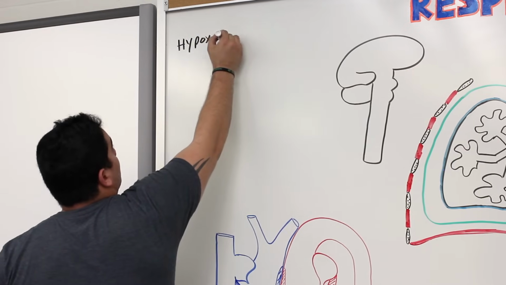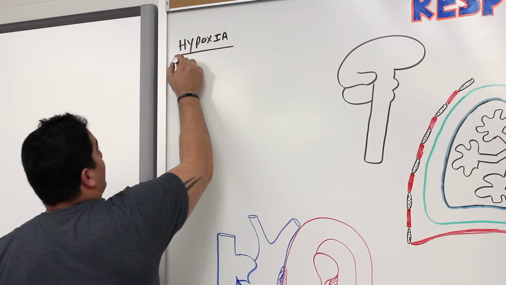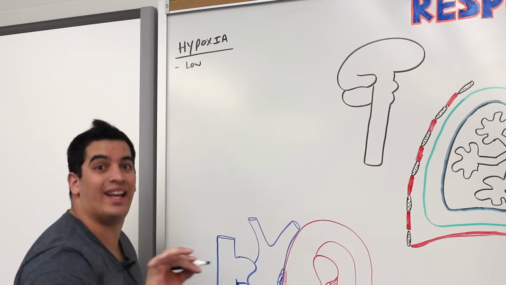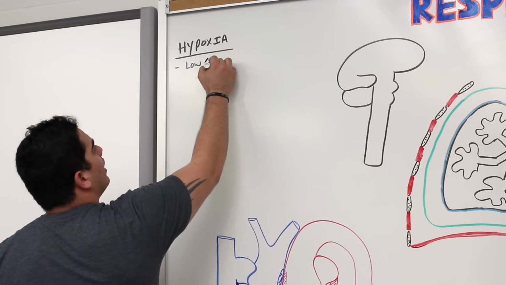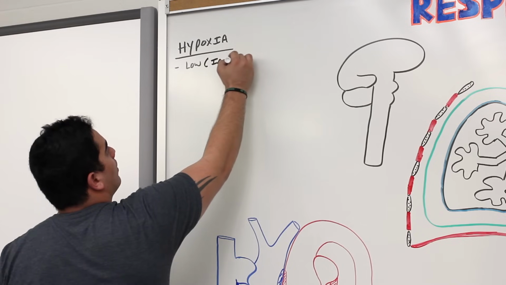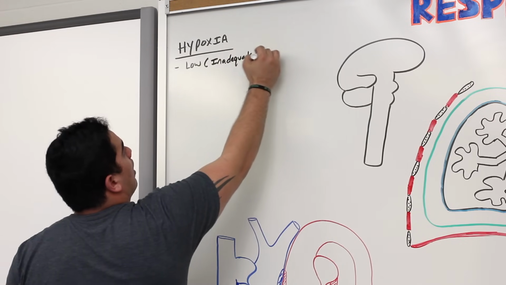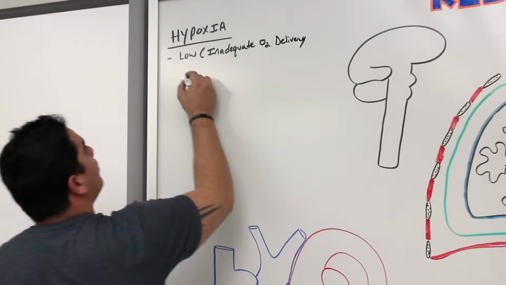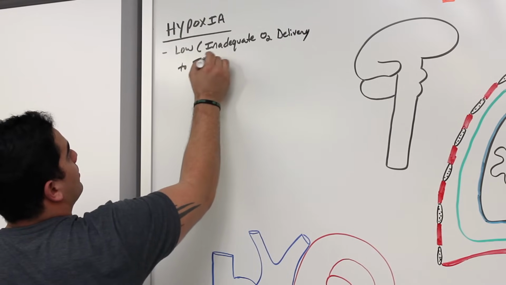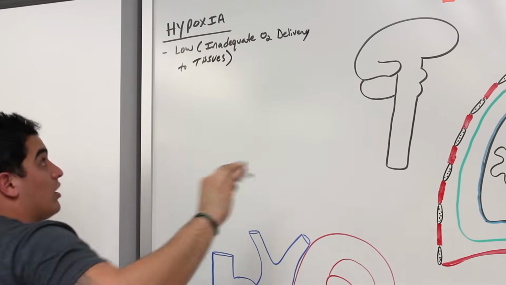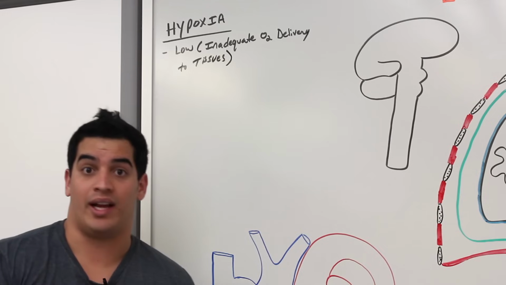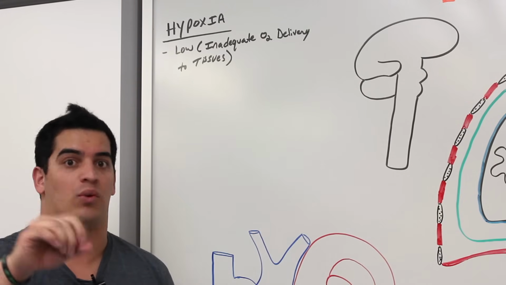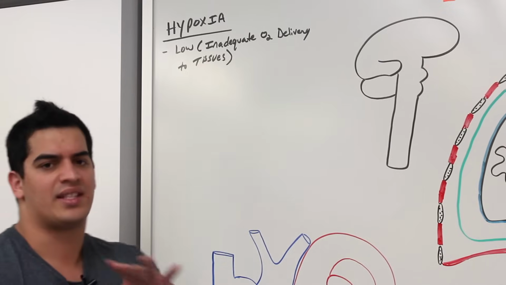To keep it as simple as possible, hypoxia is low or inadequate oxygen delivery to tissues, regardless of what the tissue is. Whether it be the brain, which is a very vital organ, you always want to make sure you're having an abundant supply of oxygen to the brain as well as the heart. Those are very vital organs, and even the skeletal muscles.